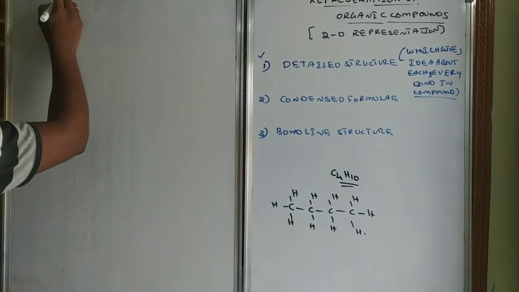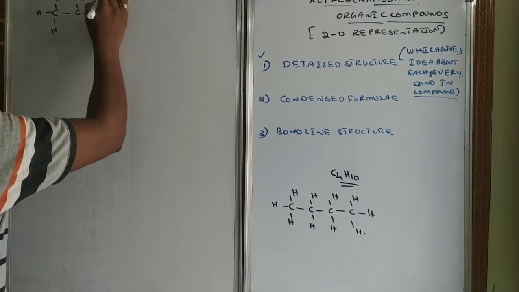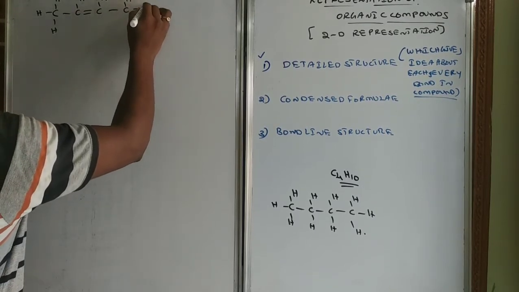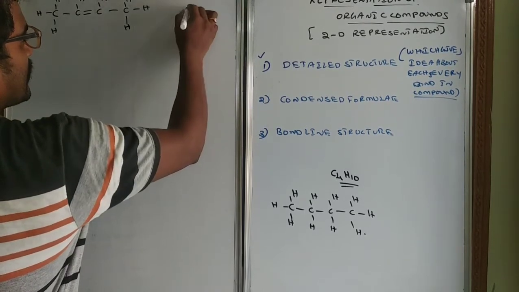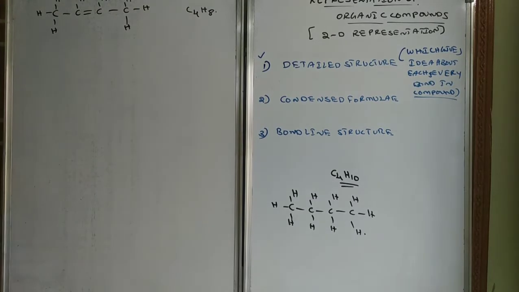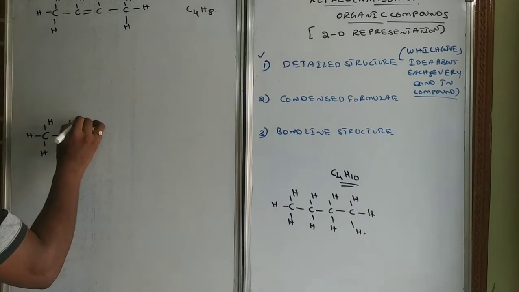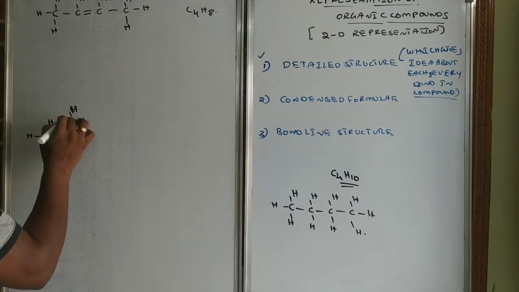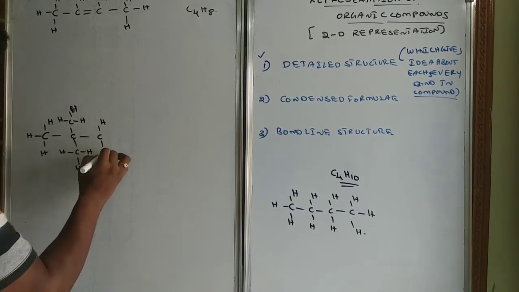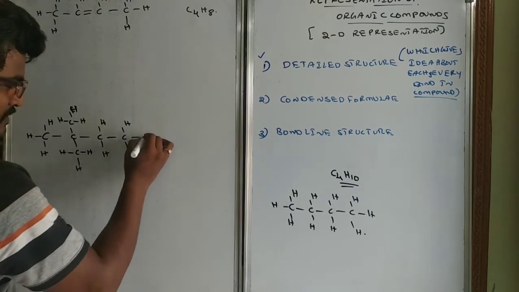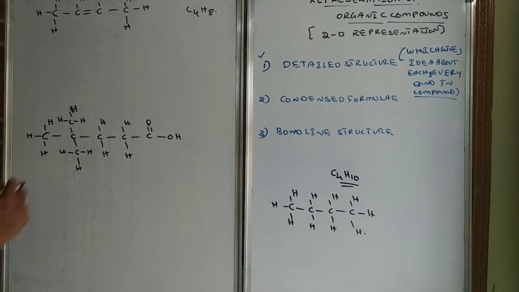I will take another one. This is butene. The formula will be C4H8, and another one is H, H, H, H, H, H, H, H, H. This is one compound, and another one.